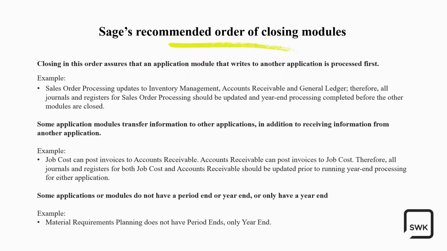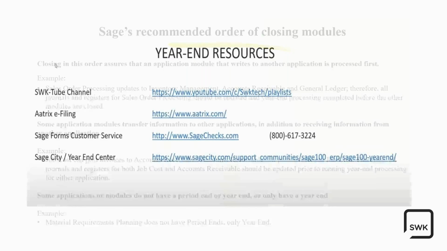Some modules do not have period end processing or only have a year end. Material requirements planning, for an example, only has year end, not period end.